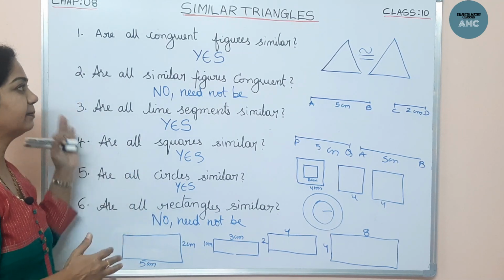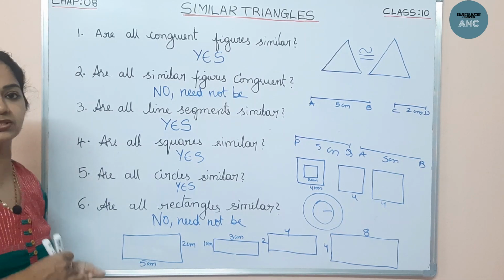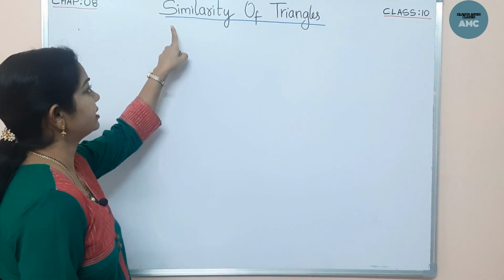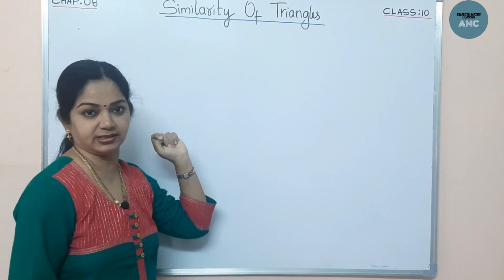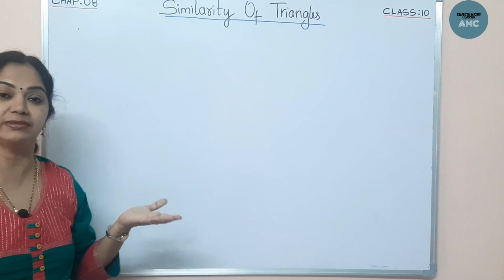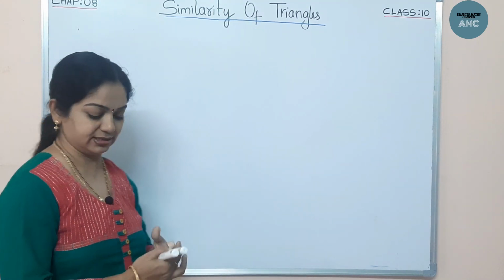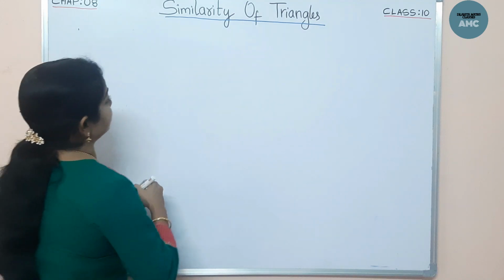Now, let us quickly copy down. Let us see the similarity of triangles, which is the core subject now. The core topic is the similarity of triangles. Okay. Here, the chapter name is similar triangles, isn't it? So, we will check for the triangles. Let me draw two triangles here.